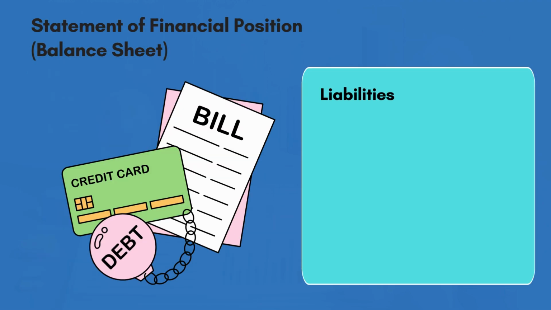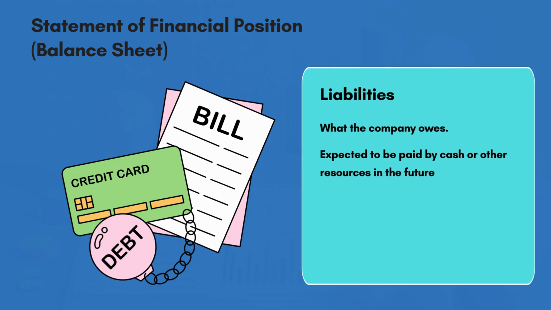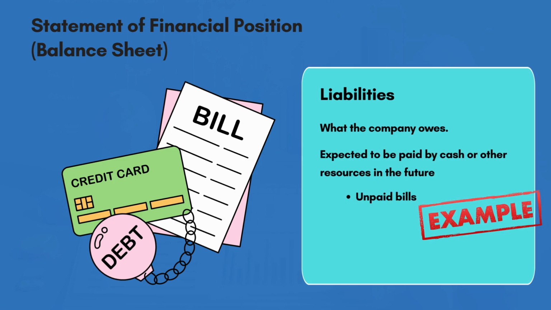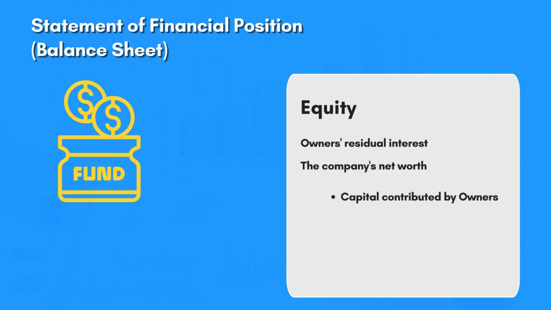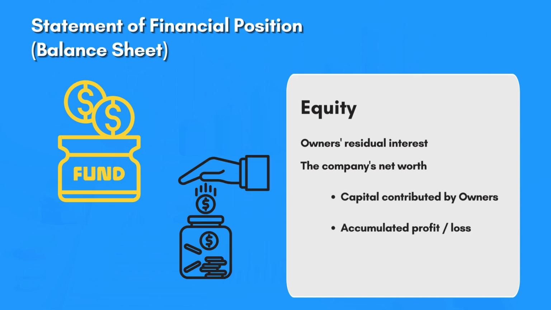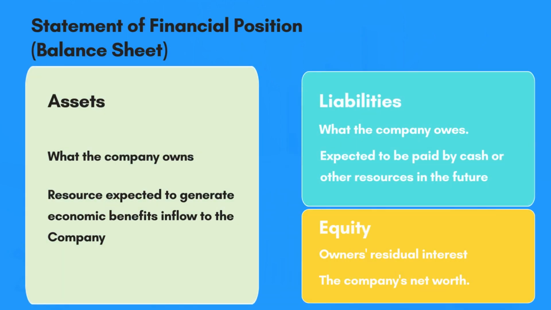Liabilities, on the other hand, are what the company owes and expects to settle by cash or other resources in the future. These can be unpaid bills, loans, or tax payables. Equity represents the owner's residual interest in the assets after deducting liabilities. It's essentially the net worth of the company. It typically at least consists of capital contributed by owners and accumulated profit or loss since its incorporation, known as retained earnings. The balance sheet is typically prepared at the end of a month, quarter, or year, giving us a snapshot of the company's financial position at that specific moment.